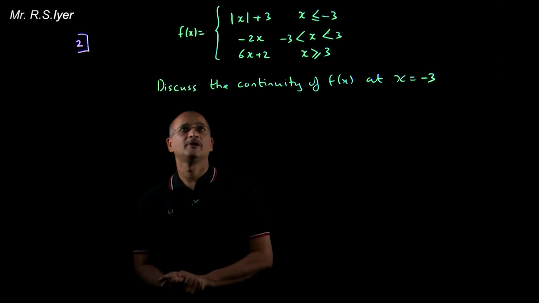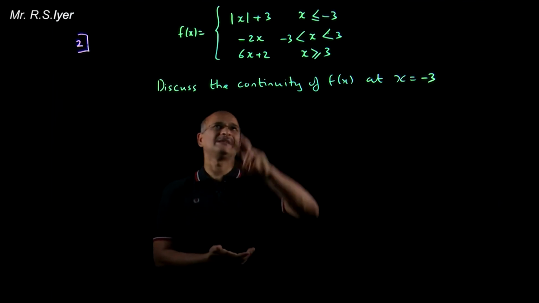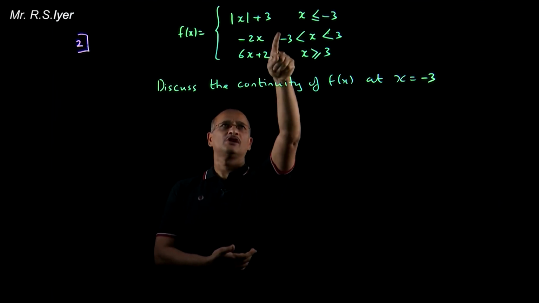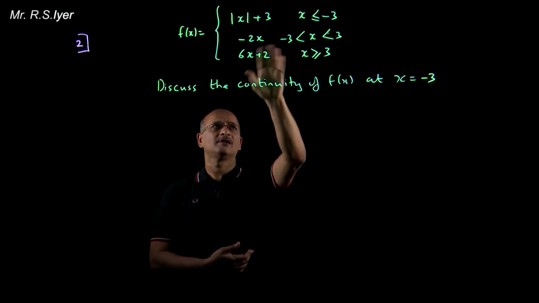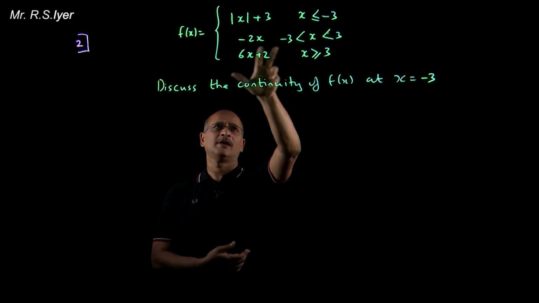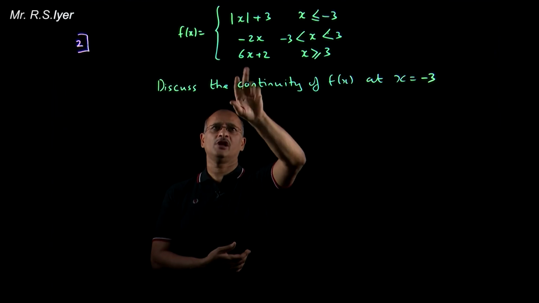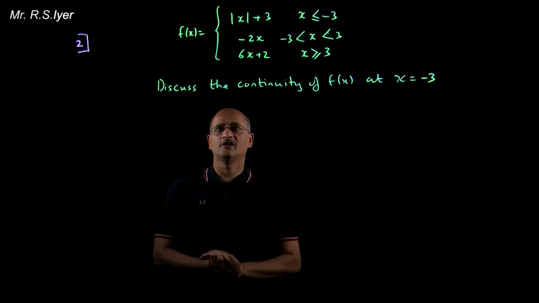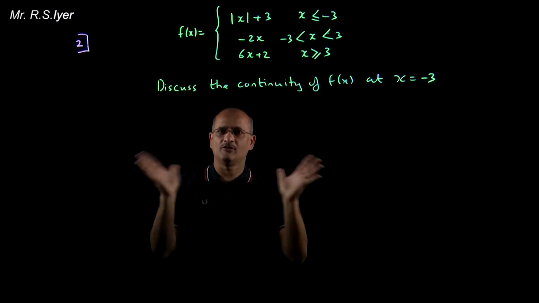The next question on display, children. The function is given in pieces. This function is valid when x is less than or equal to -3. This function is valid when x is between -3 and 3. 6x plus 2 when x is greater than 3. So this function is given in pieces. Fine, I have no issue.